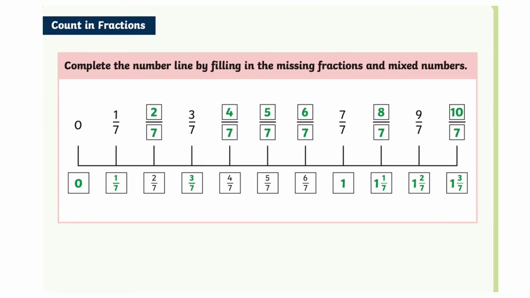Okay, welcome back. Let's see if you got those right. So we have 0, 1 seventh, 2 sevenths, 3 sevenths, 4 sevenths, 5 sevenths, 6 sevenths, 7 sevenths, 8 sevenths, 9 sevenths, 10 sevenths. Then you've got 0. This is your mixed number fractions. 0, 1 seventh, 2 sevenths, 3 sevenths, 4 sevenths, 5 sevenths, 6 sevenths. So we've got 1 whole, 1. That is the same as 7 sevenths. Then you've got 1 and 1 seventh, 1 and 2 sevenths, and 1 and 3 sevenths. How did you do? I'm hoping this is not too bad. Let's have a look at the next slide.